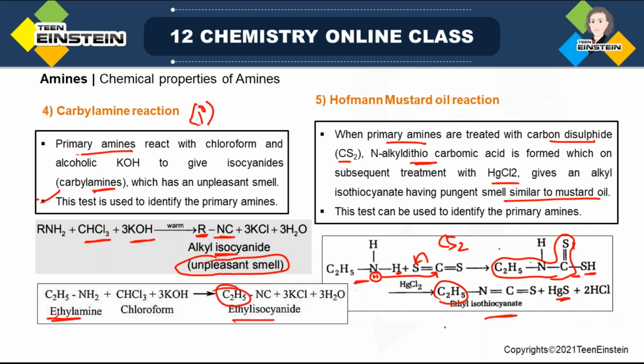So alkyl isothiocyanate, where this group may be any alkyl group, has a pungent smell just like mustard oil, and that is why we call this reaction the Hofmann mustard oil reaction. And this test you can also use, just like the carbylamine reaction, for identification of primary amine. Though among these two, the preferred method is the first one, that is carbylamine.